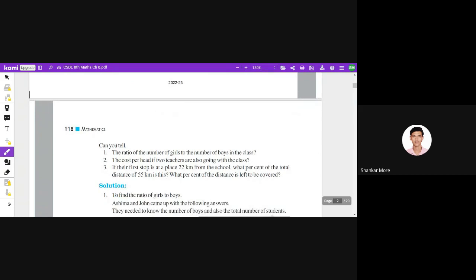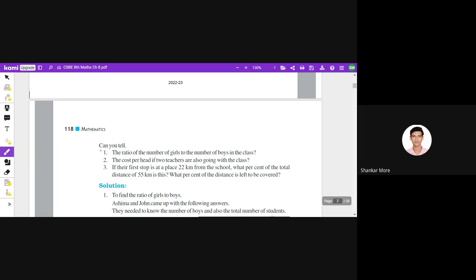And the third question is, if the first stop is at a place which is 22 kilometers from the school, what percent of the total distance of 55 kilometers is this, and what percent of the distance is left to be covered. So let's go one by one.